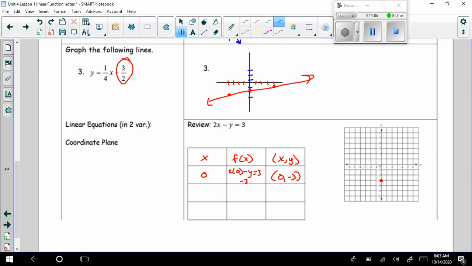Or I can plug in a negative number. So let's just do negative 1 for ease of what's easy to plug in. So I have 2 times negative 1 minus y equals 3. Well, that's negative 2, so I'm going to add that over. That's 5. Then I'm going to make it negative, so negative 5. So (-1, -5). You have your input and your output, and that creates your coordinate. So negative 1 is at negative 5.